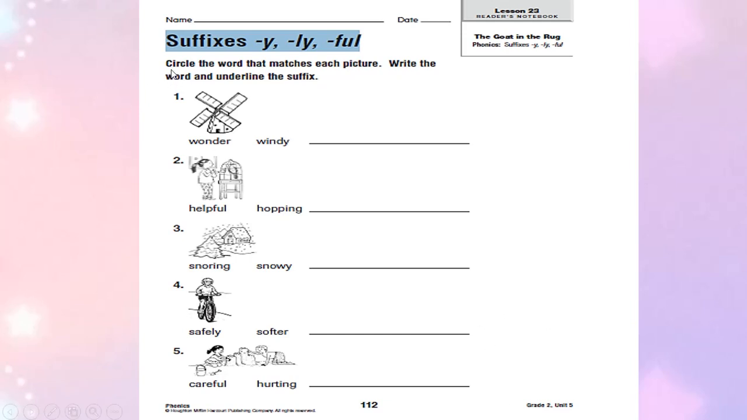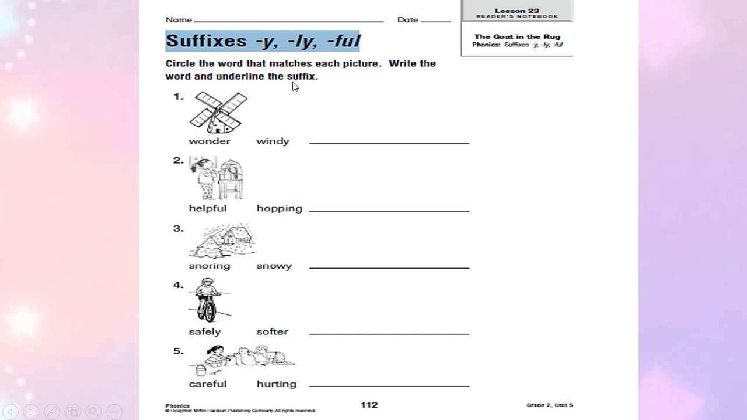Here they tell you to circle the word that matches each picture. So you circle one of these words that matches the given picture. Then you write the word that you choose on this line. After that, you underline the suffix.